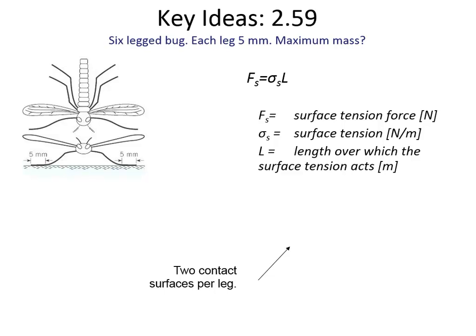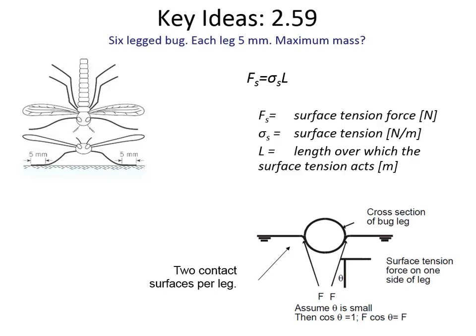So in equilibrium, they're asking what's the maximum weight that is equal to the surface tension force that the bug is causing to exist as it lands on the surface there. And one thing to point out is if we look at a cutaway of the bug's leg, there's actually 2 contact surfaces as it lands on the water. There's one on each side.